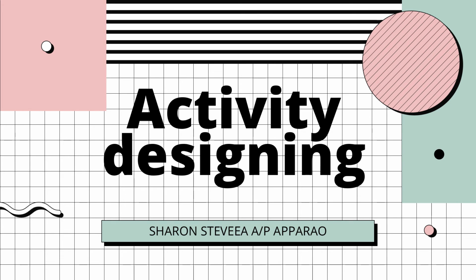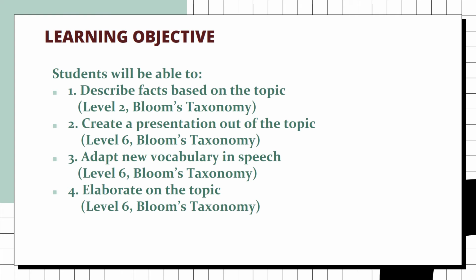Following by the activity designing. The learning objectives of this activity are: students will be able to describe facts based on the topic, Level 2 Bloom's Taxonomy; create a presentation out of the topic, Level 6 Bloom's Taxonomy; adopt new vocabulary in speech, Level 6 Bloom's Taxonomy; and elaborate on the topic, Level 6 Bloom's Taxonomy.